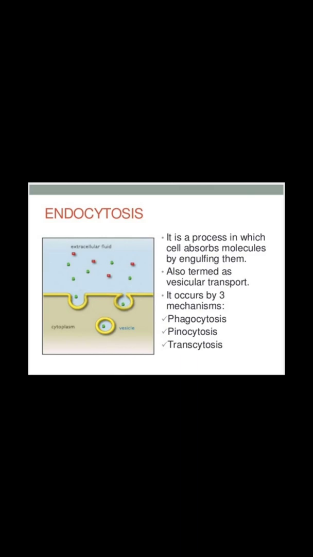Next mechanism is endocytosis. It is a process in which the cell absorbs molecules by engulfing them. It is also termed vesicular transport. It occurs by three mechanisms. First one is phagocytosis, next one is pinocytosis, and third one is transcytosis.